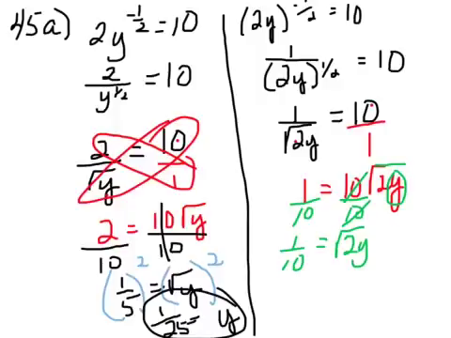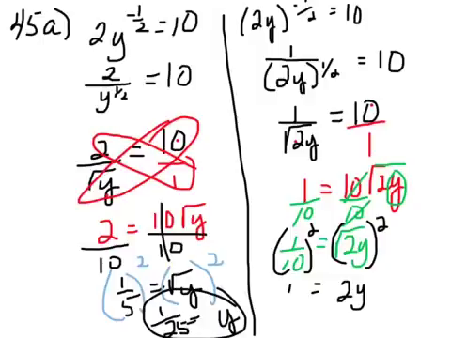And then if I want to get down to that y, what do I do next? Well, I've got to get rid of the radical. What's the opposite of square rooting something? It would be to square something. So now I'm going to get 2y, because the square root of 2y squared is 2y. On the left-hand side, 1/10 squared. 1 times 1 is 1, and 10 times 10 is 100.